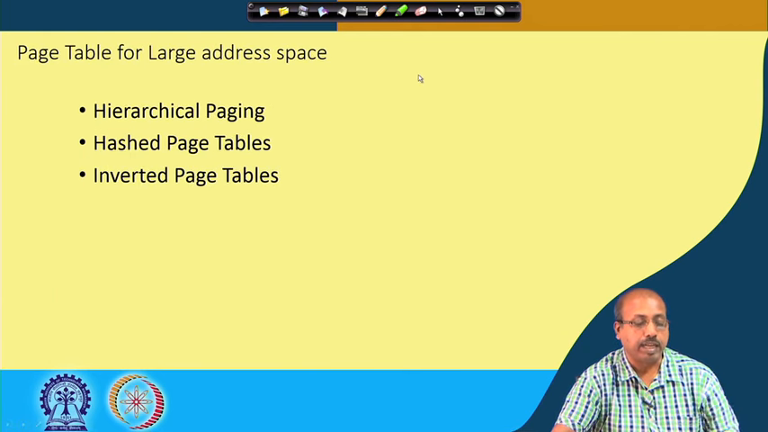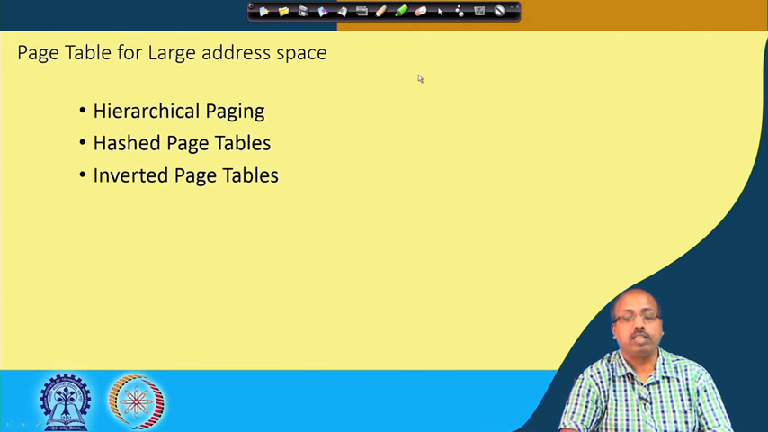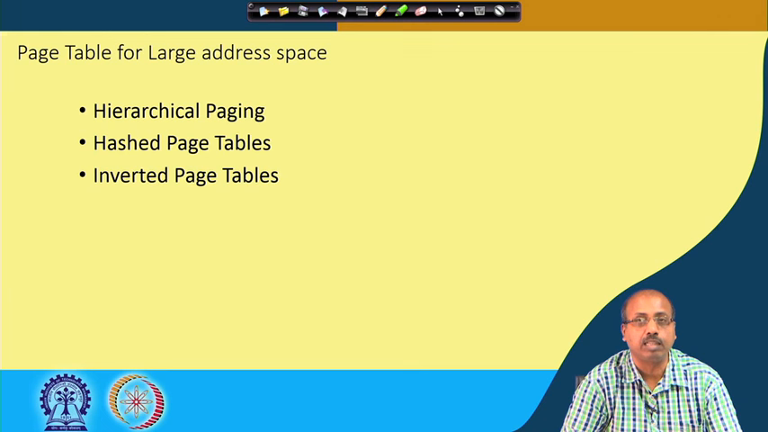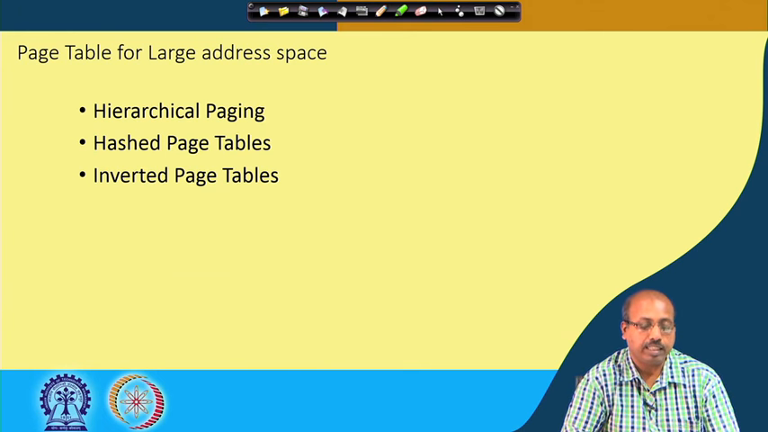So, how can we do that? For that purpose, there are 3 different techniques that have been proposed by page table designers for large address space. One is called hierarchical paging, one is called hash page table, and another is known as inverted page tables. We will look into them one by one.